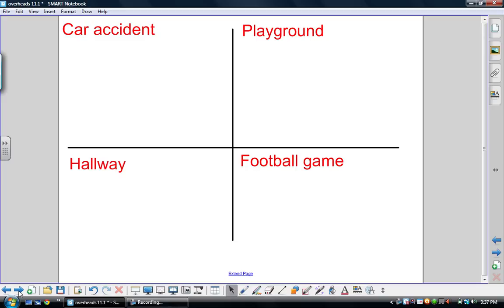Now, a lot of things, if they work in one situation, would work in another. For instance, if you're talking about a car that's sitting at a stoplight and another car hits it from behind, that same kind of physics would apply to a football that's on the ground at a football game and it gets hit by a football player's foot. It's the same kind of physics. A playground, if you're talking about somebody pulling back a swing, it's the same kind of physics as somebody opening a locker in the hallway.